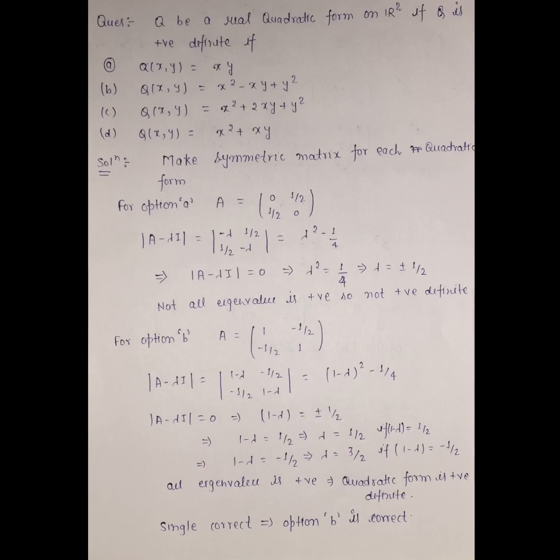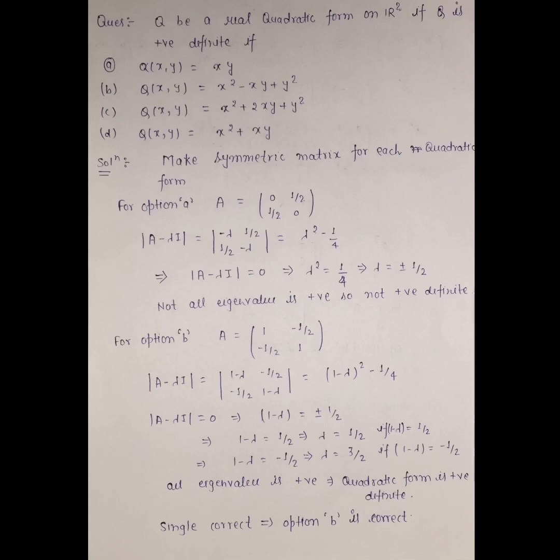अब हम इनकी आइगन वैल्यू चेक करेंगे. इफ़ ऑल द आइगन वैल्यूज आर ग्रेटर देन 0, सो आवर मैट्रिक्स इज पॉजिटिव, आवर क्वाड्रेटिक फॉर्म इज पॉजिटिव डेफिनेट. So determinant of A minus lambda is equal to 0, so lambda is equal to plus minus 1/2. So not all eigenvalues are positive, so not positive definite.